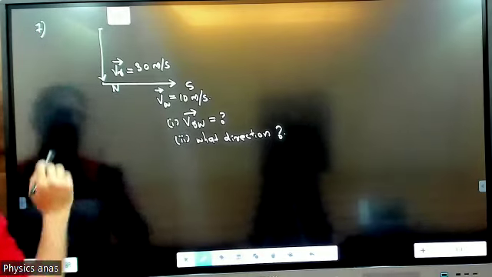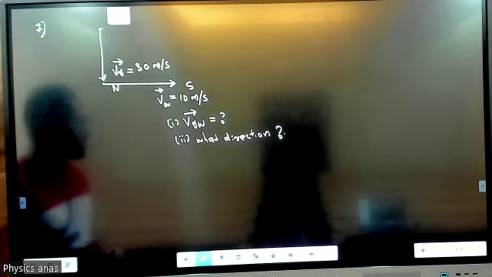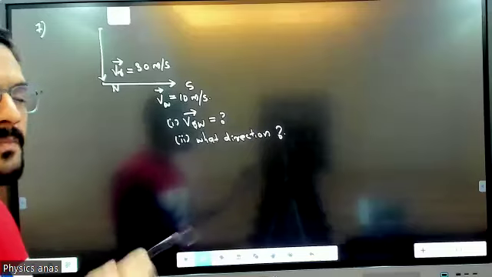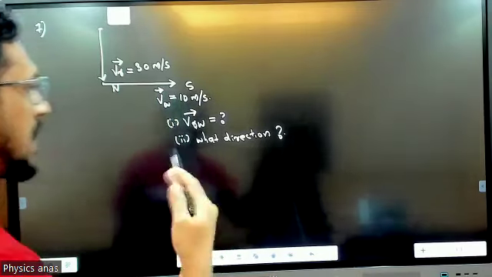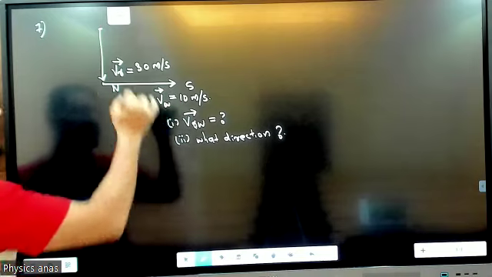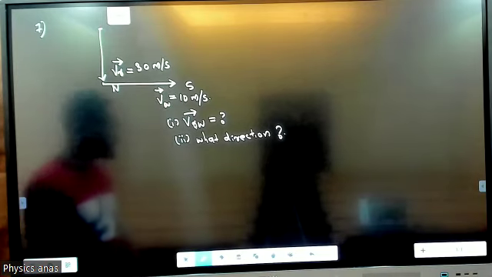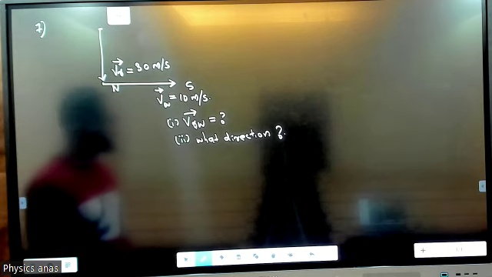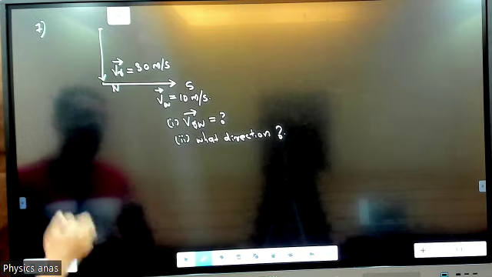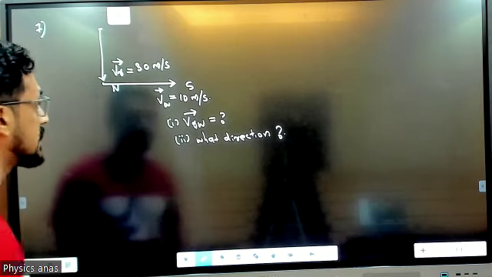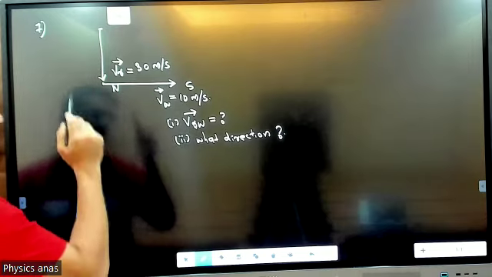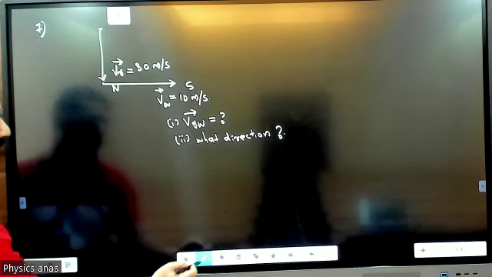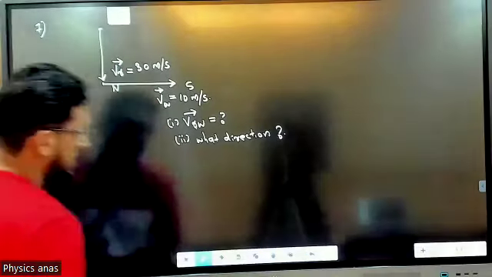So I want to find VRW. What is VRW? Velocity of rain with respect to velocity of woman. How can we do that? That will be the resultant of both these vectors. Okay. So how can we do this? Velocity of rain with respect to woman. I will show you how to do that.